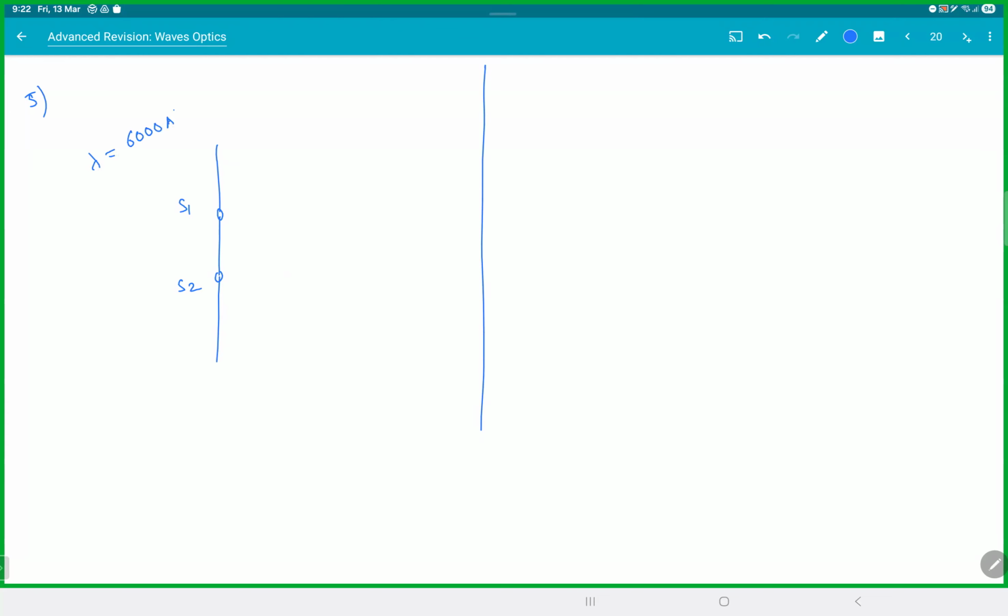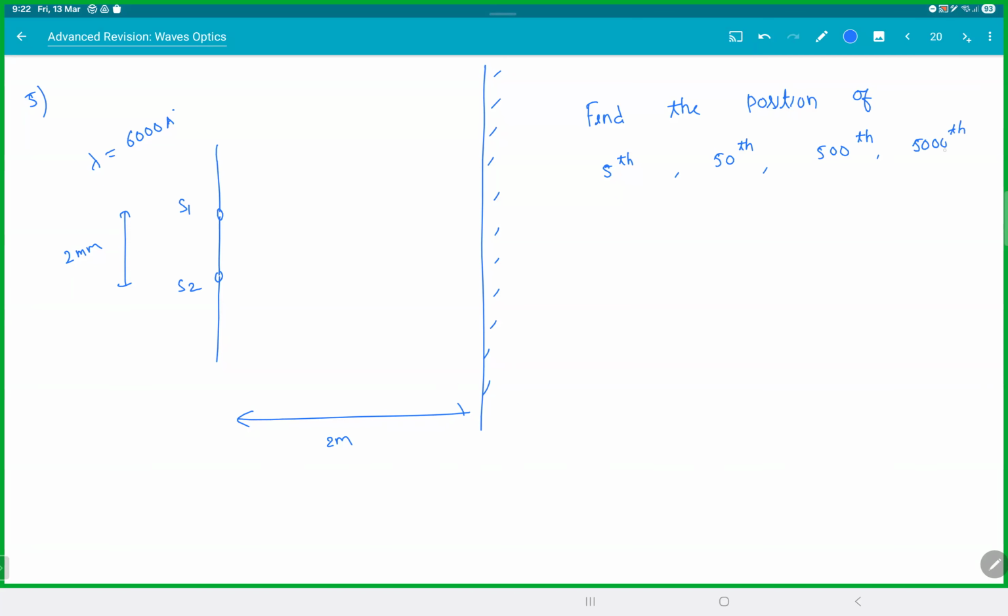Lambda 6000 angstroms, and let's say this is 2 millimeters. I'm keeping the number same. Let's say this is 2 meters. Find the position of 5th, 50th, 500th, and 5000th maxima.